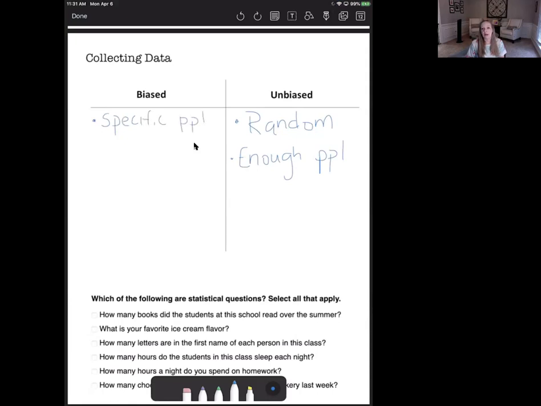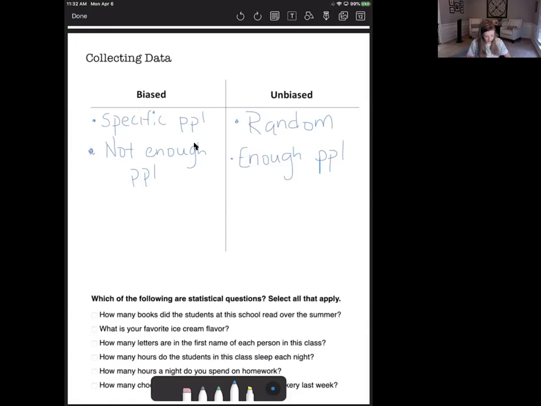So maybe if I want people to answer that they like band better than choir, I might go ask band people, because if they're in the band, they probably like band better. That's not random, that's biased. And it can be biased if I don't ask enough people. So I could go to 5 of my band friends and they're probably going to give me the answer that I'm looking for. That's biased. So remember, biased means you're trying to get a specific answer. Unbiased is what you want, and that has to be random, and you have to ask plenty of people.